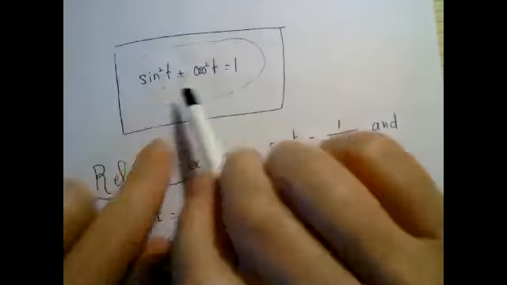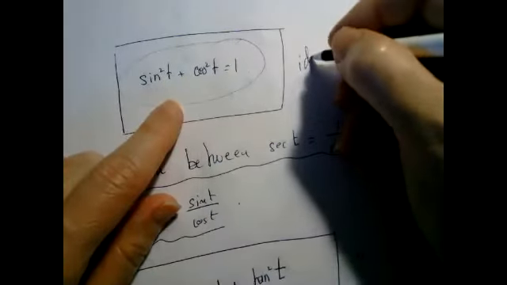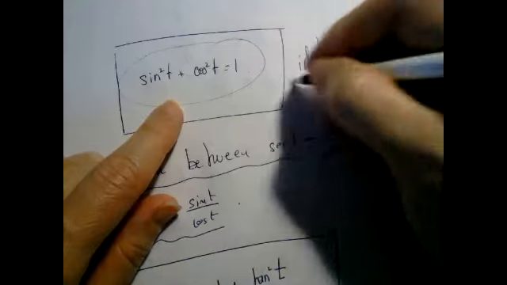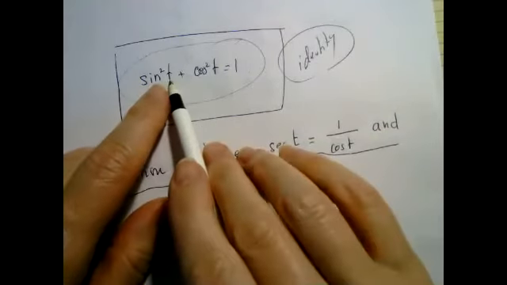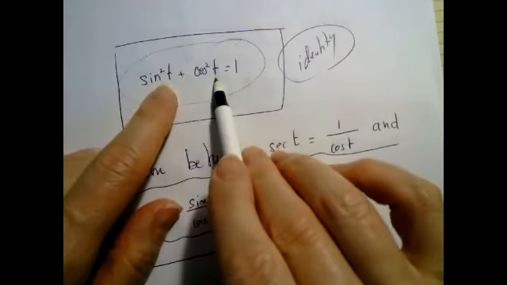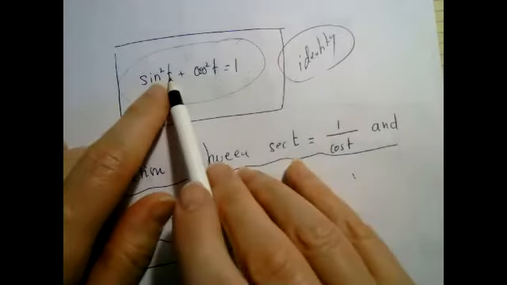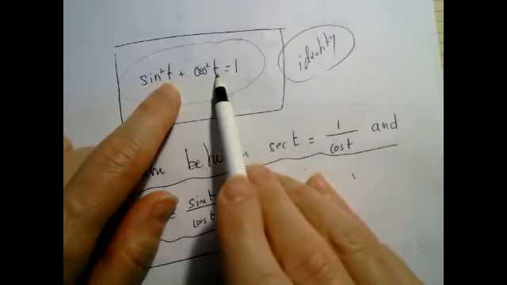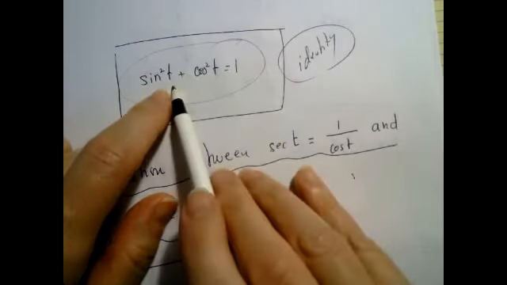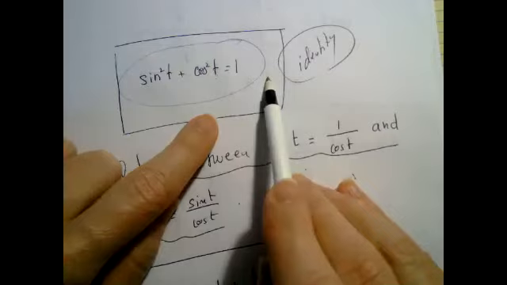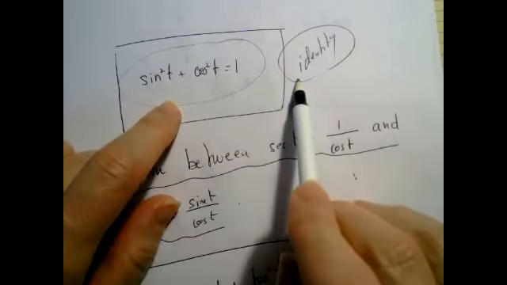When I tell you this is an identity, what does the word identity mean? Identity means that no matter which value you put in here for t, this holds. It's a formula, it's a rule. It means if I put in here pi over 3, I'm gonna get 1. Pi over 4, you're gonna get 1. Regardless what you put, we're gonna get 1.